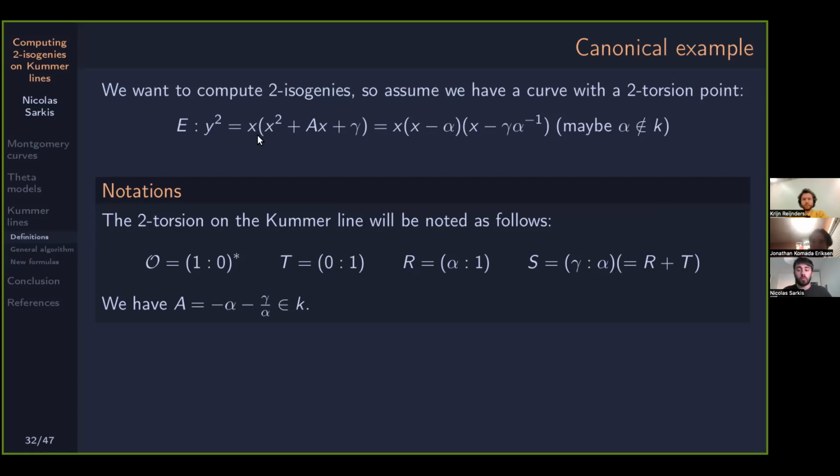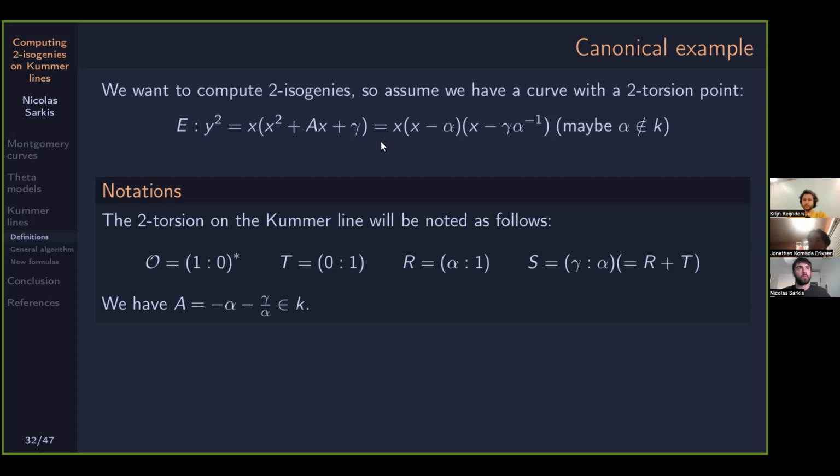Because we want two isogenies, we assume there is a two torsion point, so we put this X factor. Because for every curve with a two torsion point, up to some homographies, you can send the two torsion point to the coordinate 0, 1, and the infinity to the coordinate 1, 0, so to the usual point at infinity. So you can write the canonical example as this kind of curve.